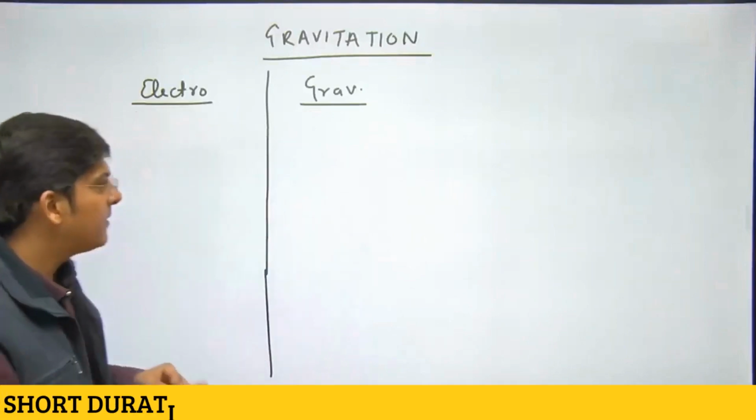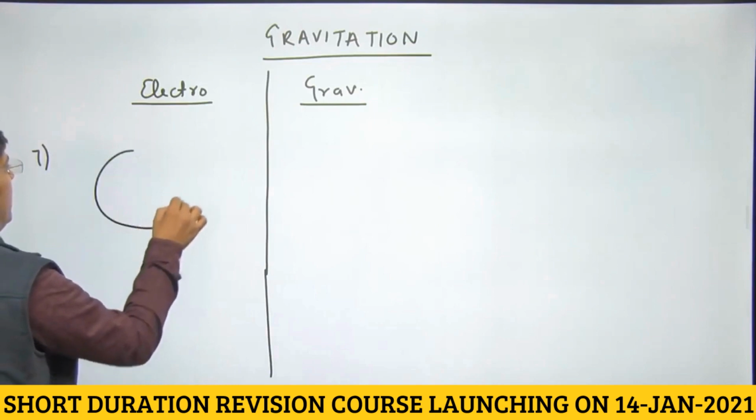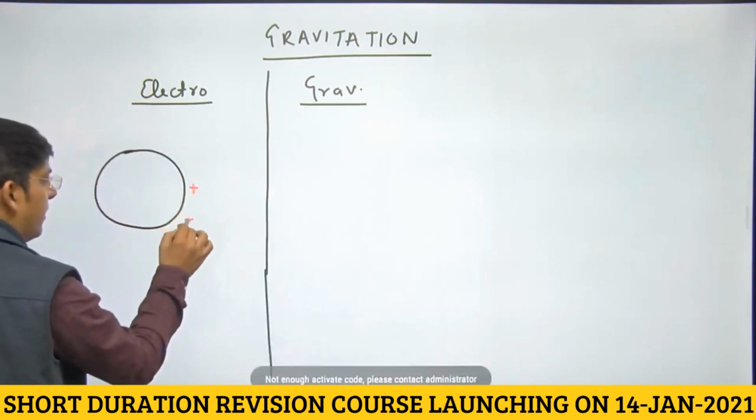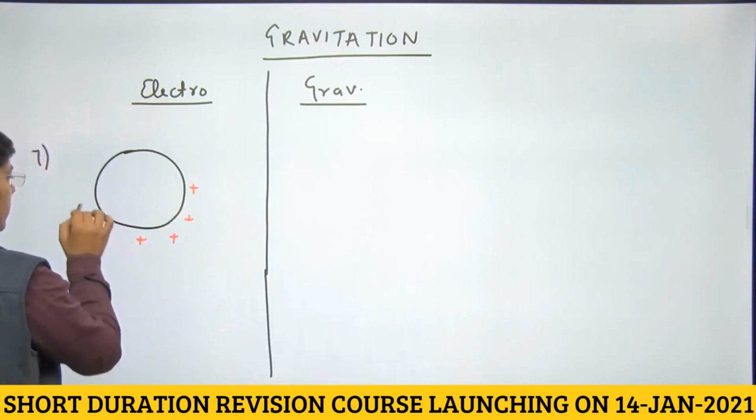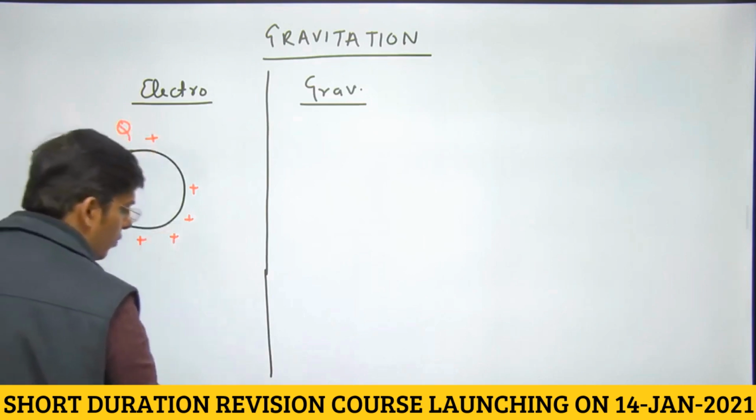So now let us discuss gravitational field intensity and electric field intensity for a spherical shell. So this is a shell, hollow. Obviously it is hollow when I say it's shell. Then it is positively charged. Charge is capital Q.